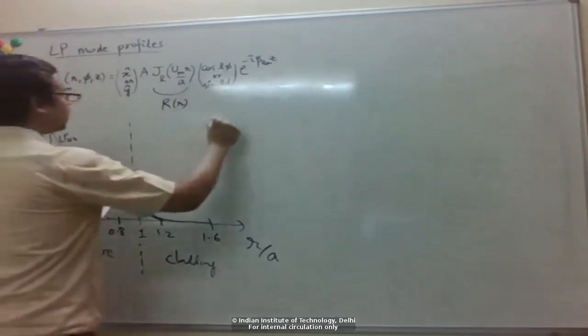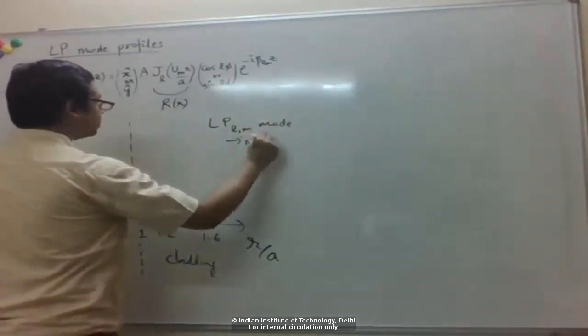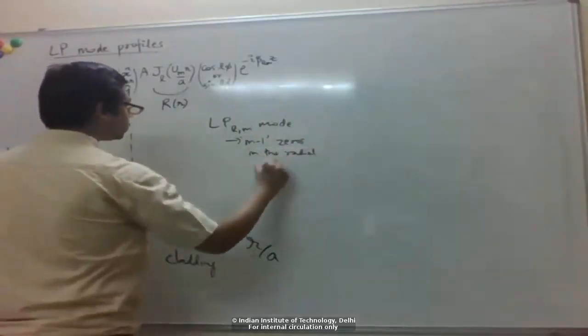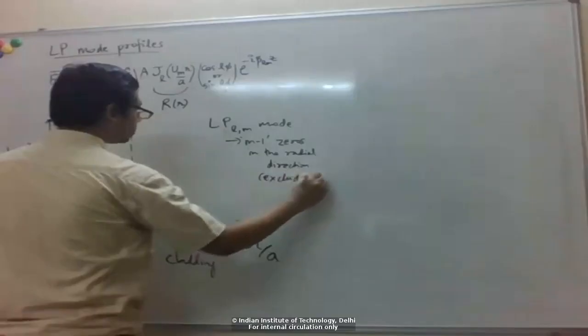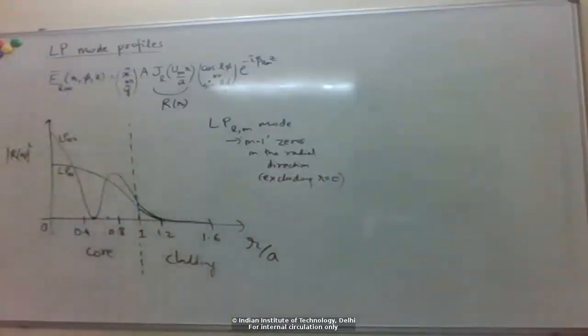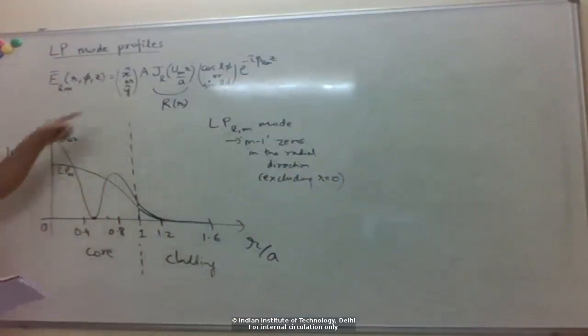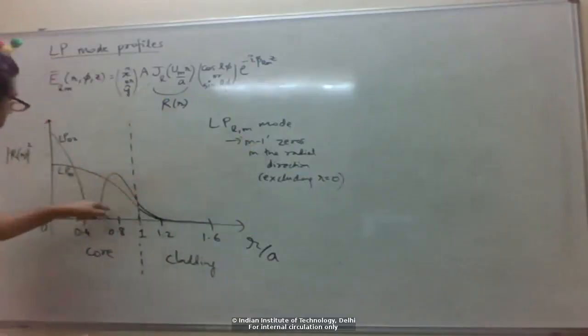So in general, if you look at the LPLM mode, it will have M minus 1 zeros in the radial direction. We're excluding the origin, because for L greater than 0 the Bessel function starts from 0 at r equal to 0. Excluding that, there will be M minus 1 zeros along the radial direction.